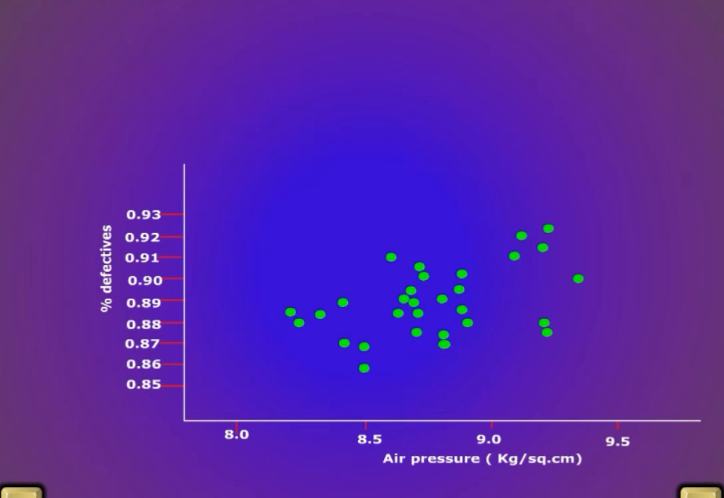In the example also, we can see the relationship between air pressure and percentage defective, showing a positive correlation. So, scatter diagram helps us to establish the fact between the cause and an effect.